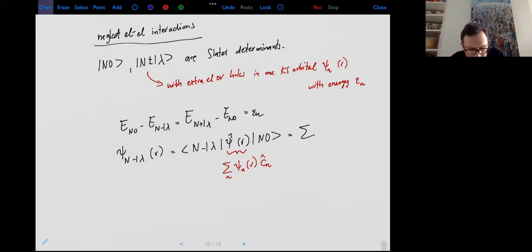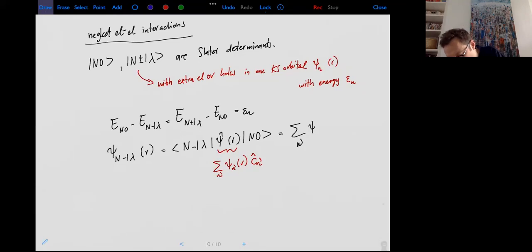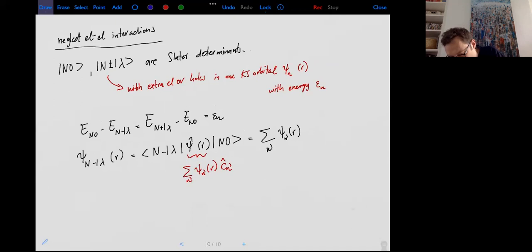And I should be careful. I'll make a little prime here because I have reserved the index n for the state where the extra electron sits in. It's a little bit subtle. So I'm just copying what I have. And I've got an n-1 lambda Cn dagger prime n0.